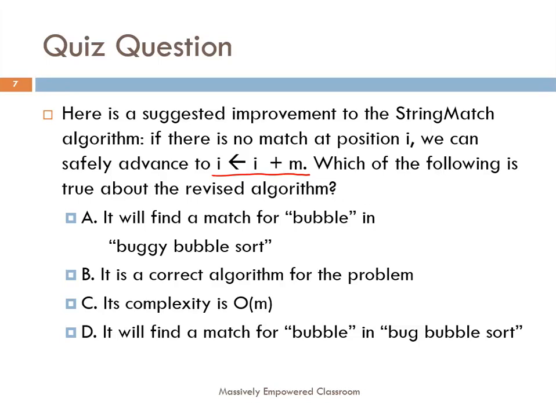Then what happens? Which of the following statements is true? Three of the following statements are false, and one is true. The first one is, it will find a match for the pattern bubble in buggy bubble sort. So this is the text given to you. The second option is, it's a correct algorithm for the string match problem. The third option is, its complexity is now order m, where m is the length of the pattern. And the fourth option is, it will find a match for bubble in bug bubble sort. Which of these is true?